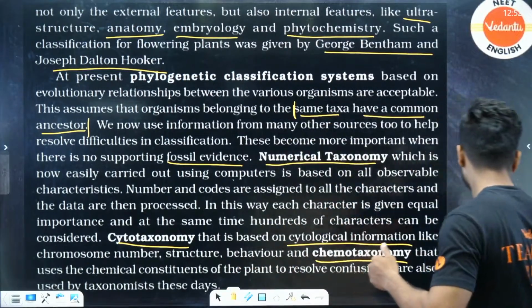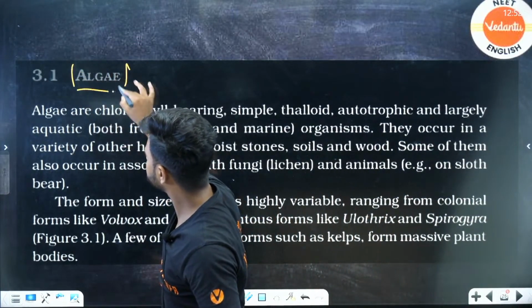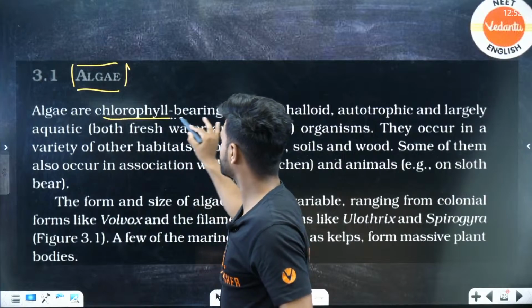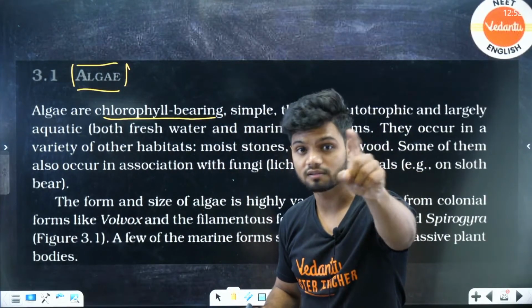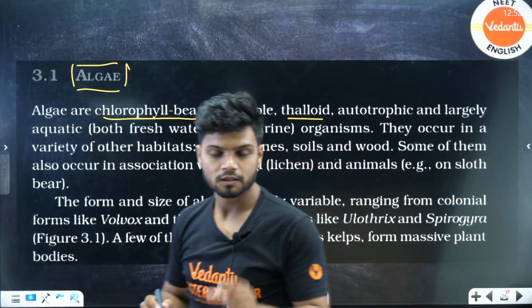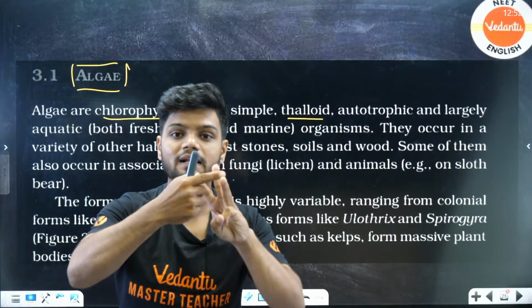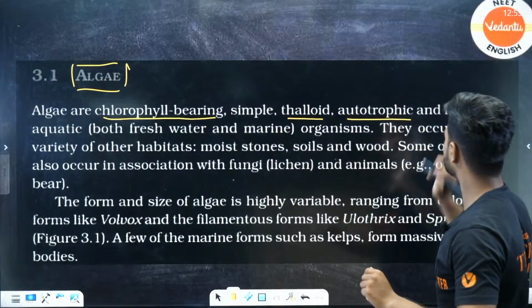Then we started off with your algae. Yes, we started off with your algae. We learned it is chlorophyll bearing. Yes, it is photosynthetic in nature. It has chlorophyll a, I told you. Then it is thalloid in nature. What is the meaning of thalloid? The meaning of thalloid is that root, stem and leaf are not very differentiated. We learned that. Autotrophic mode of nutrition.